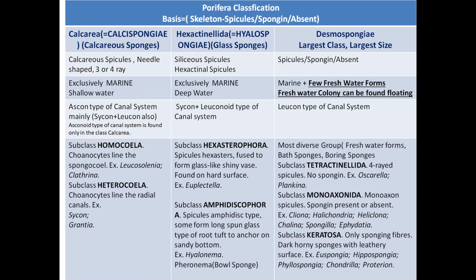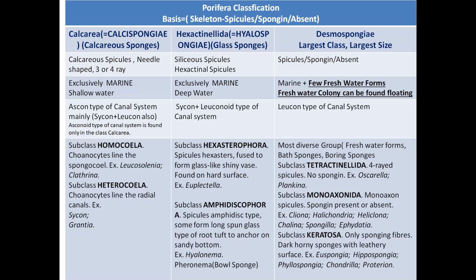Calcarea is further divided into two subclasses, Homocoela and Heterocoela. In Homocoela, choanocytes line the complete spongocoel, for example Leucosolenia. Leucosolenia is a colonial sponge, and it is also the smallest sponge, and Clathrina.